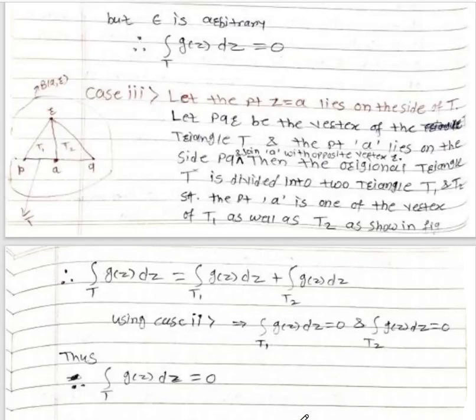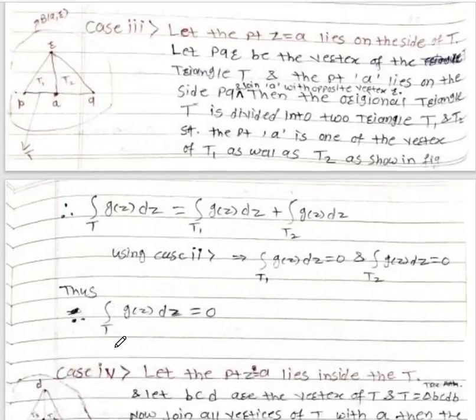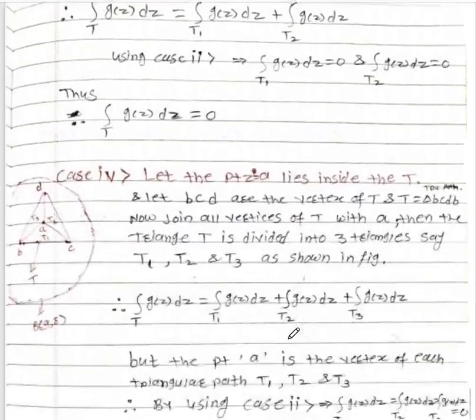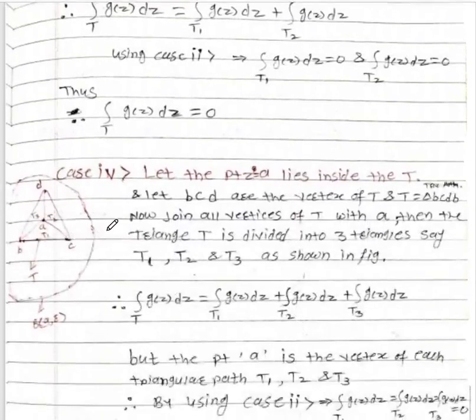So by using case number 2, the integral over T1 of g(z) dz is 0, and the second integral over T2 of g(z) dz is 0. Therefore, this will become the integral over T of g(z) dz equal to 0. Okay. Now the final step, the final case, is case number 4.